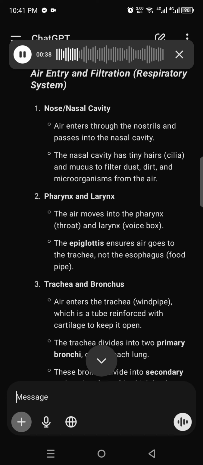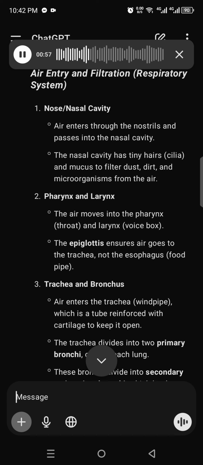3. Trachea and bronchus. Air enters the trachea, windpipe, which is a tube reinforced with cartilage to keep it open. The trachea divides into 2 primary bronchi, one for each lung. These bronchi divide into secondary and tertiary bronchi, which lead to smaller passages called bronchioles.